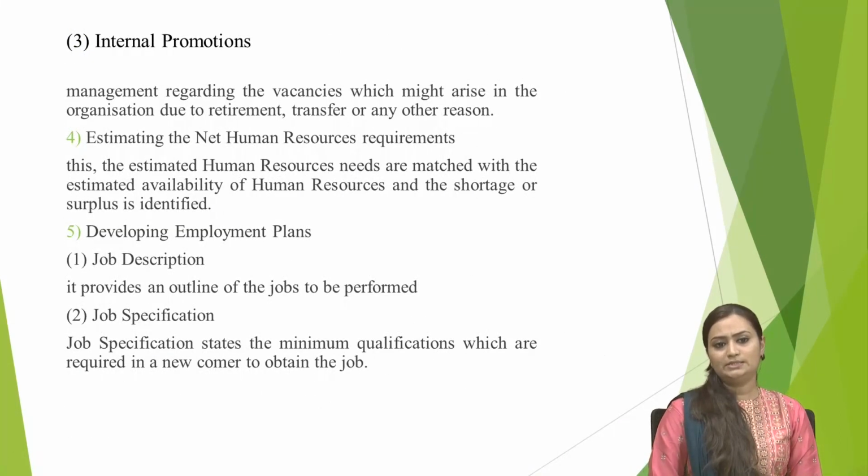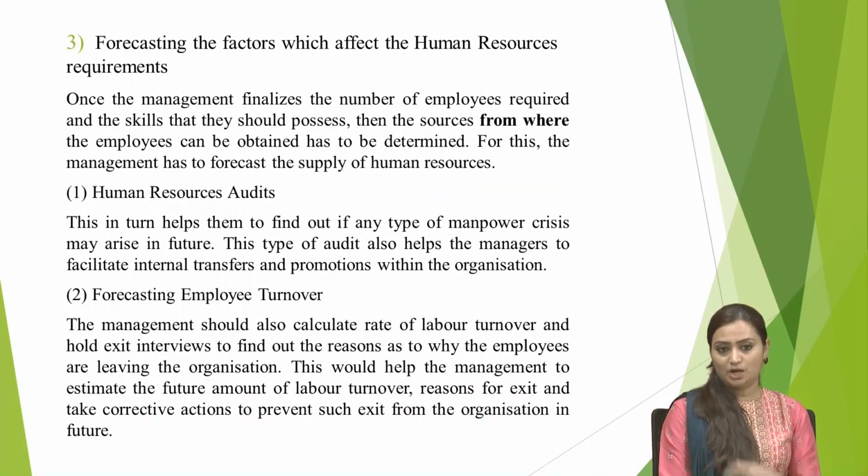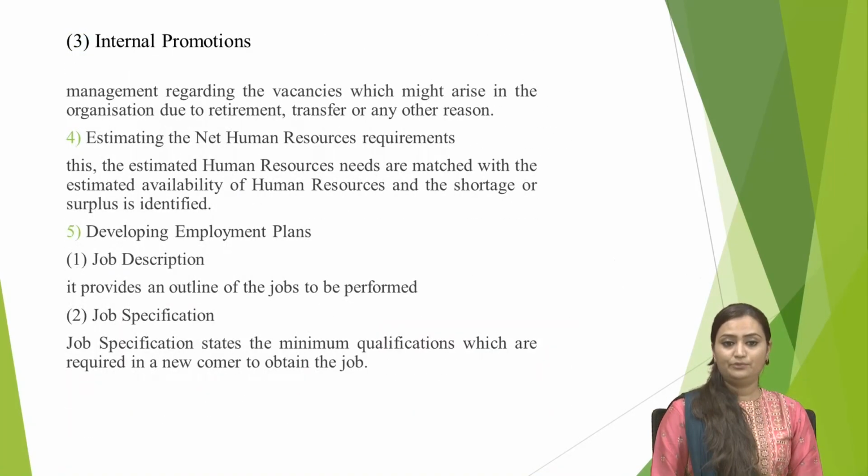Then third, that is related to again forecasting the factors. Then the fourth point in the process of human resource planning is estimating the net human resource requirement.